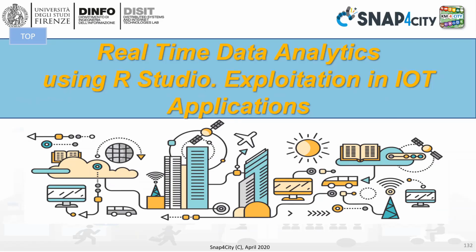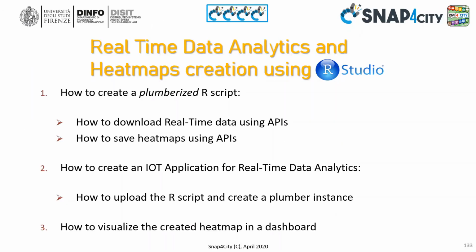After this brief introduction to the use of R, let's move on to how to use R within the Snap4City platform. Here our goal is to create some real-time data analytics using RStudio, exploiting IoT application, and in particular how to create heat maps automatically. To do this, we need to know as first step how to create a plumberized R script, and we will see what plumberized means, and how to download real-time data using API, in particular weather data in an area of interest, and how to save heat maps using API.